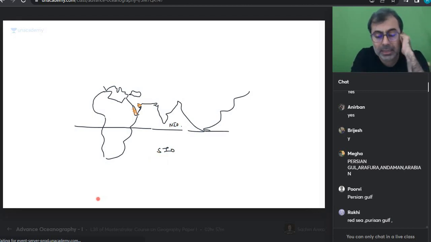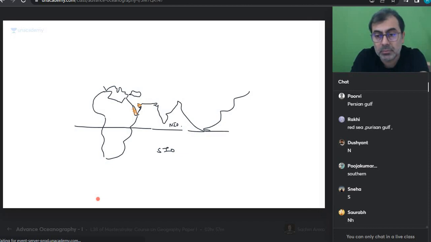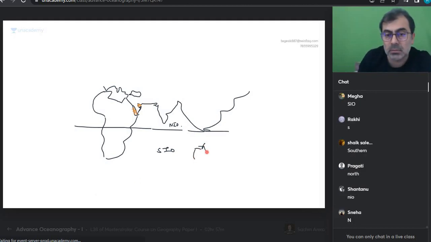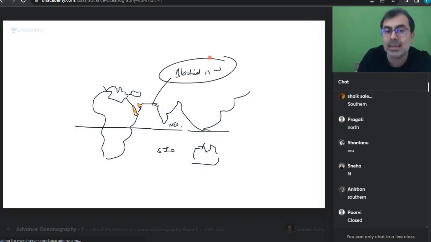Which one will have more salinity? Southern Indian Ocean and Northern Indian Ocean. Which will have more salinity? Whichever is hot, whichever is warmer. Who will have more salinity? Think about it. Southern Indian Ocean is an open sea. Yes or no? And Northern Indian Ocean is not open, blocked in north. If you can't even see that, here salinity of Arabian Sea and Bay of Bengal should be higher than this.